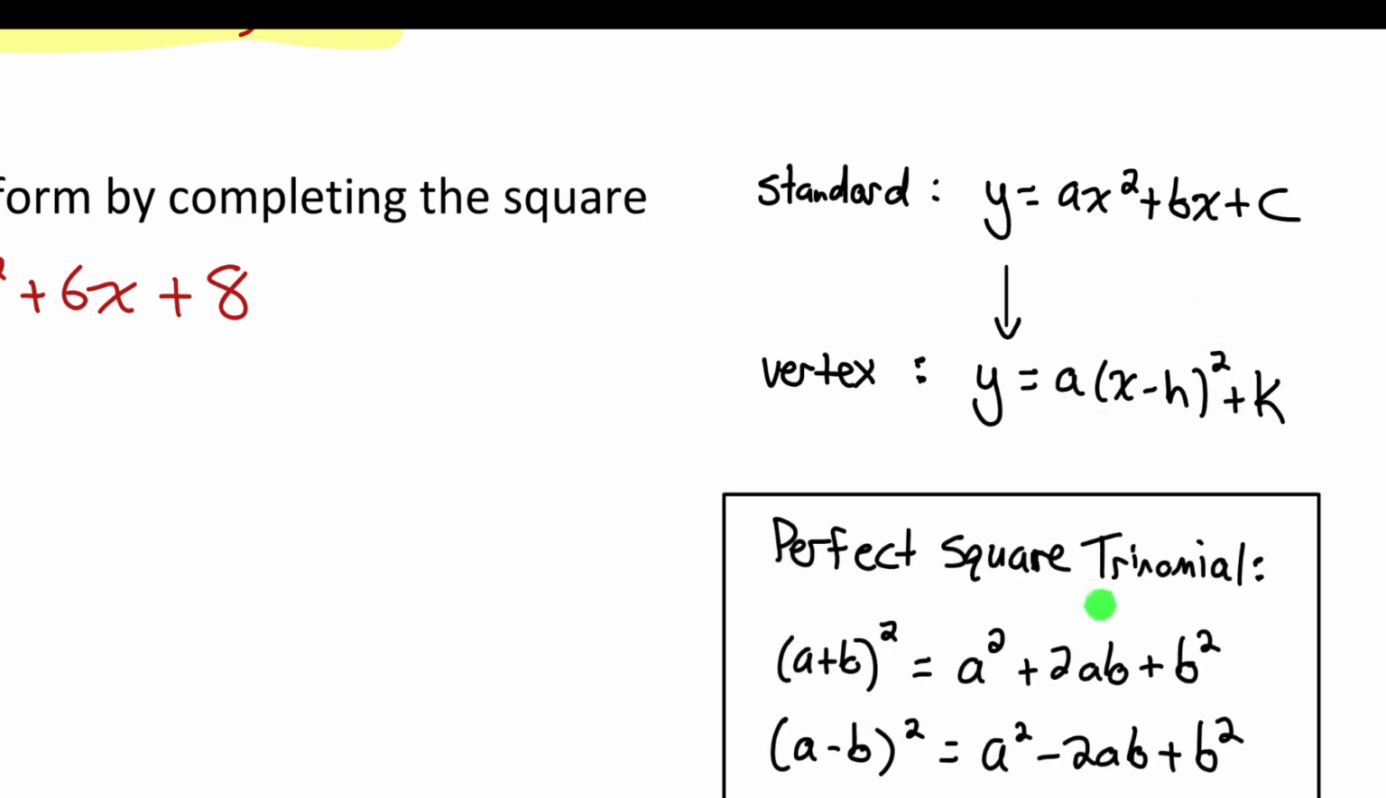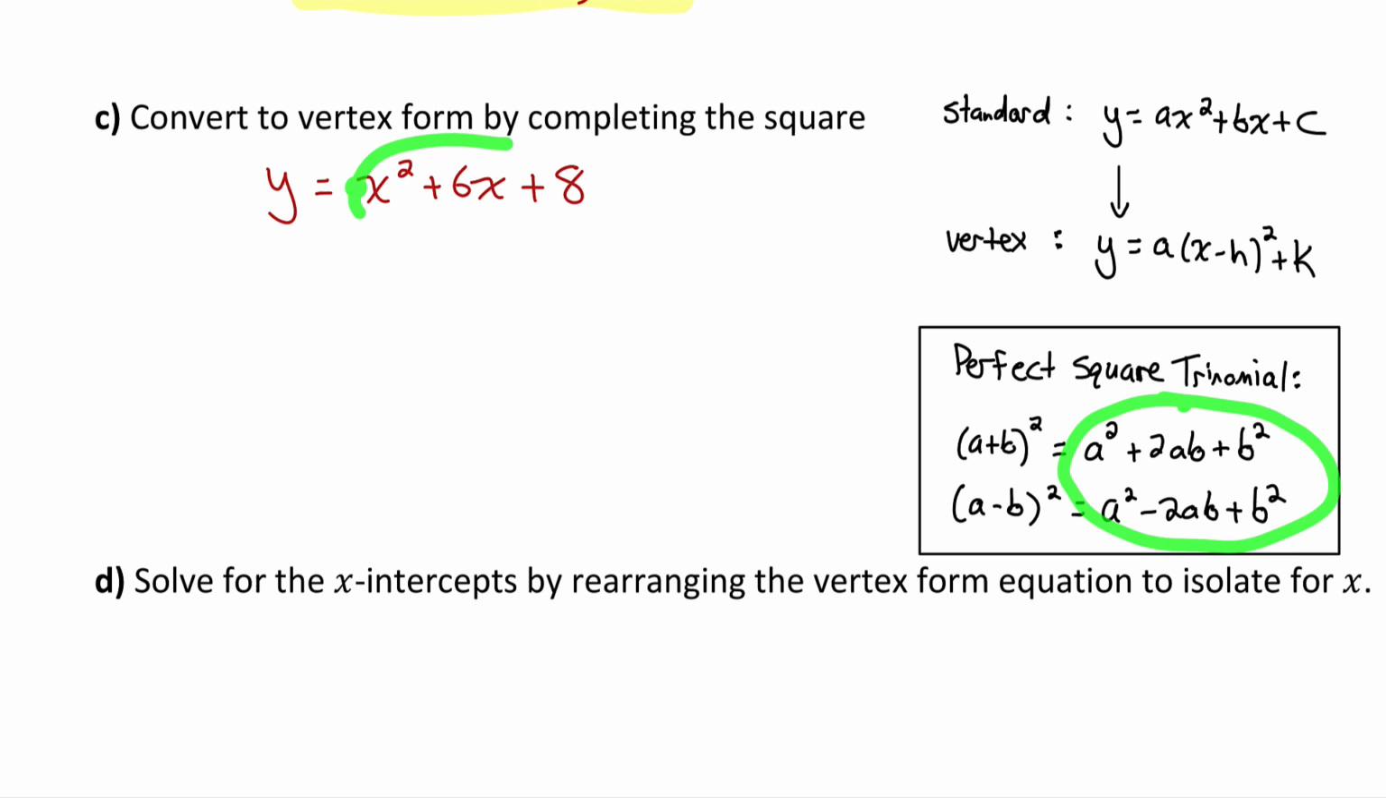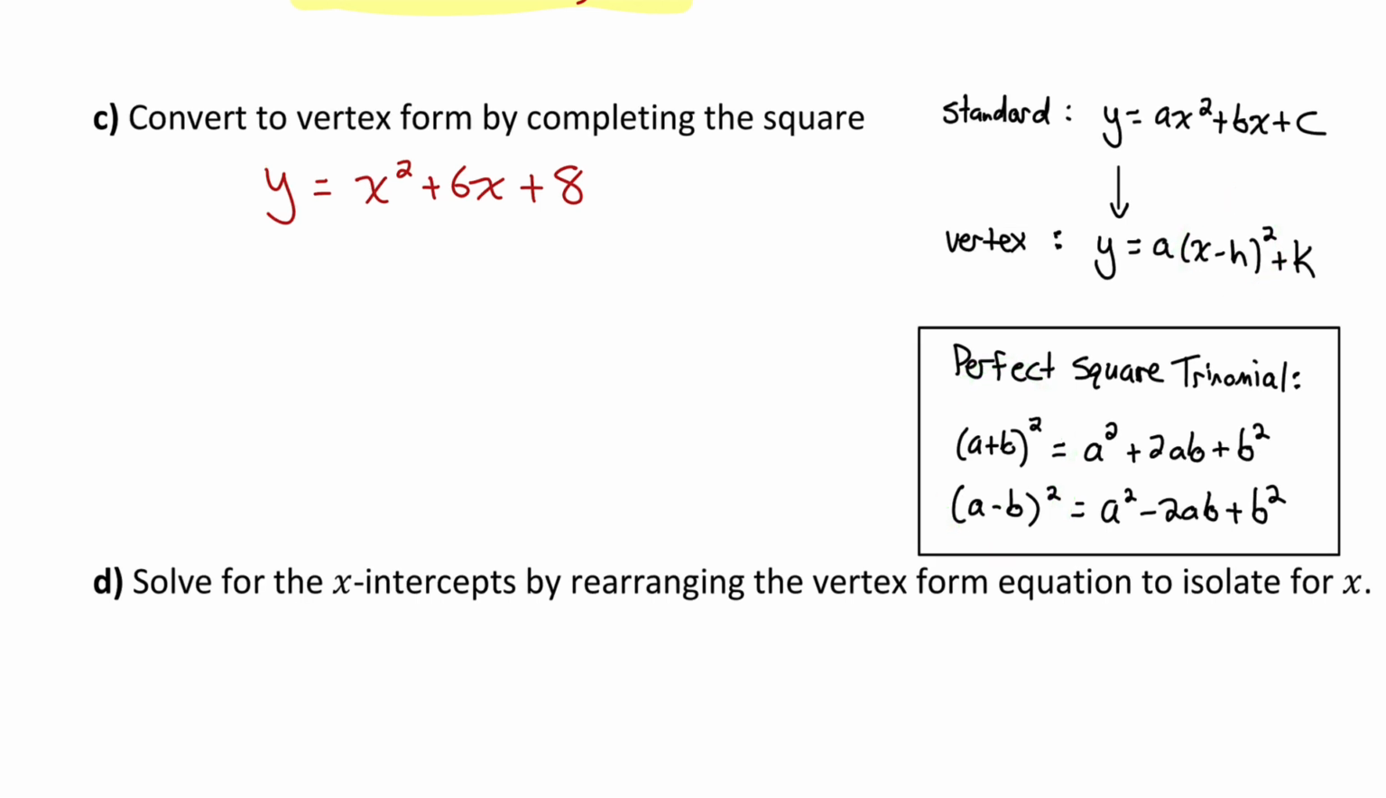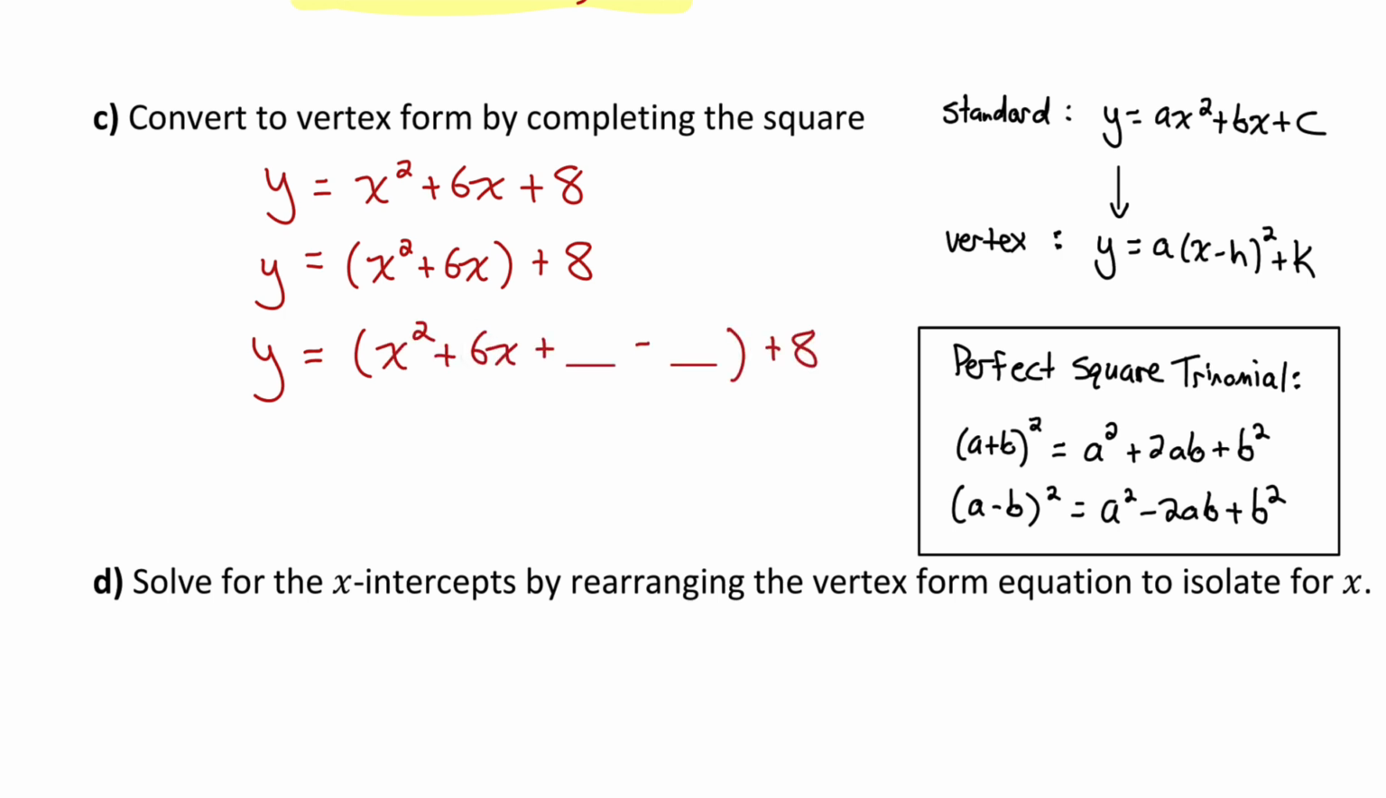If I'm able to create either of these structures from the standard form equation, when I factor it, I'll get this binomial squared, which is the key component of vertex form. As a reminder, how we can create that perfect square trinomial is we start by putting the first two terms in brackets. If there was something in front of the x squared other than a 1, we would have to common factor it out, but there isn't. So what I'll do next is inside the brackets, I'm going to add and subtract a number that is going to turn it into a perfect square trinomial. To figure out what number we add and subtract, we take the coefficient of the x, which is 6.